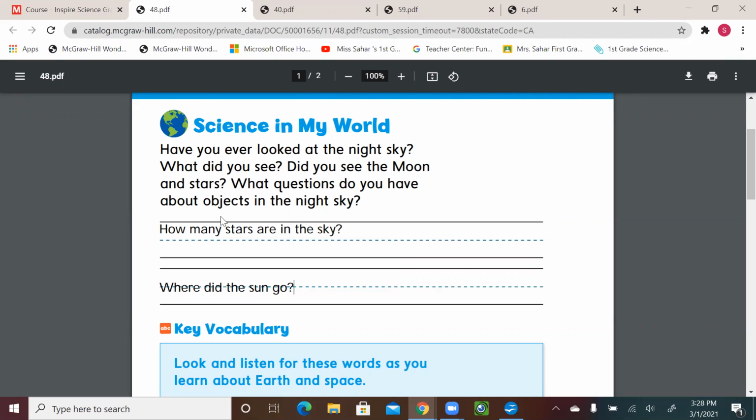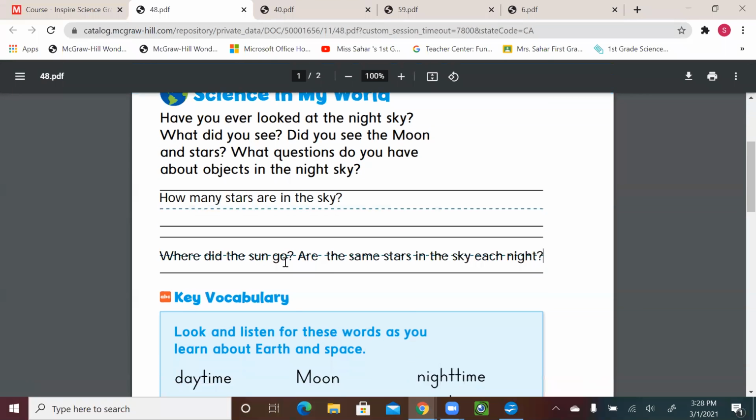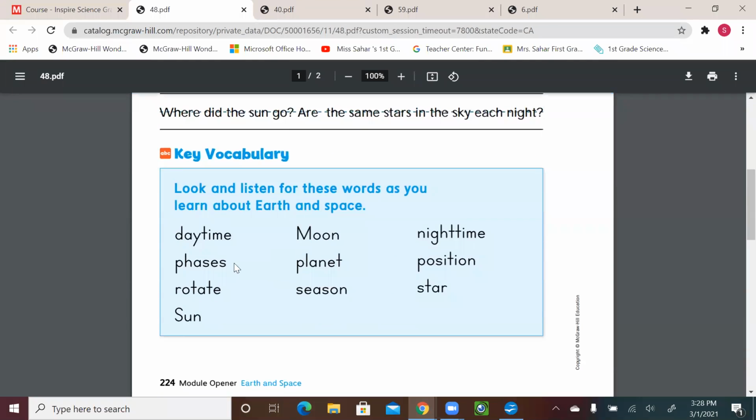Do we see the same sky? So this is another question. You can say, are the same stars in the sky each night? So we have more, and you can come up with any other question related to that picture we just saw. All right, let's read the vocabulary that we will be using till the end of this unit.